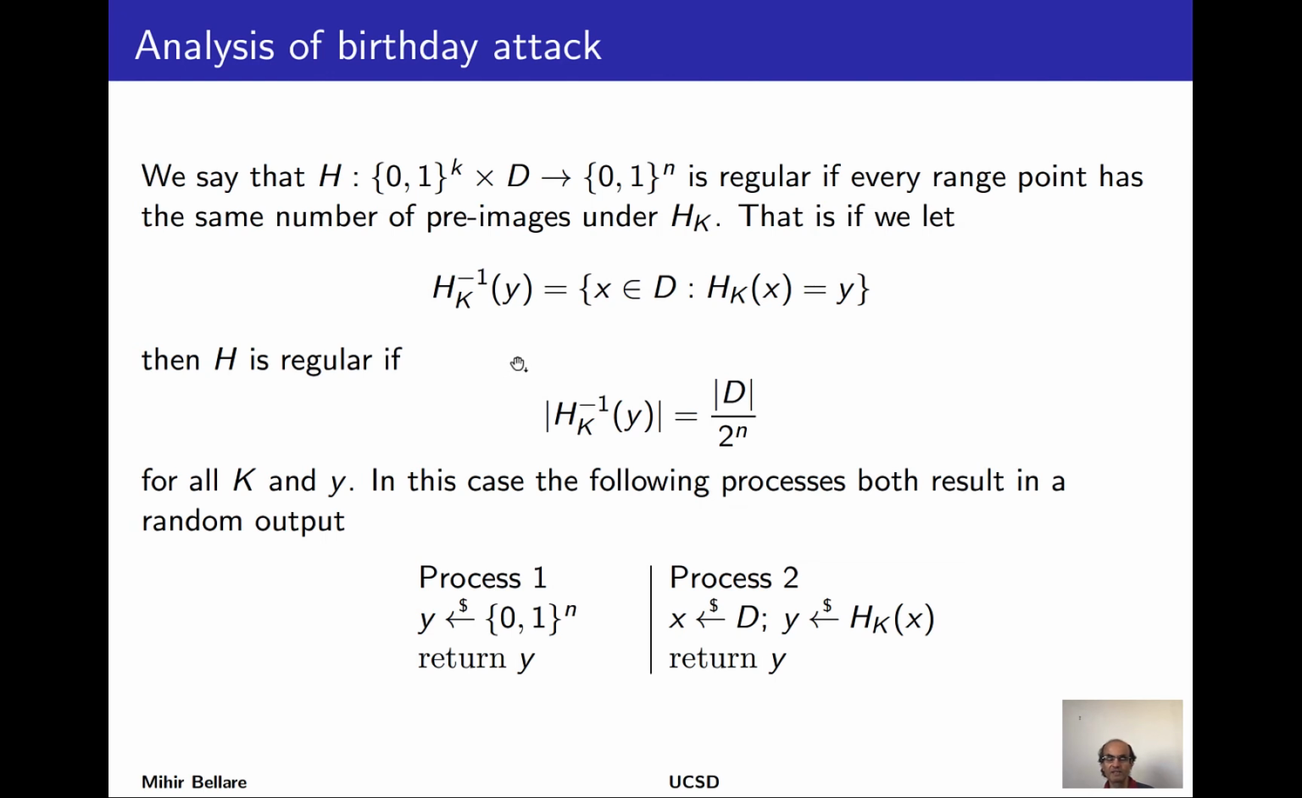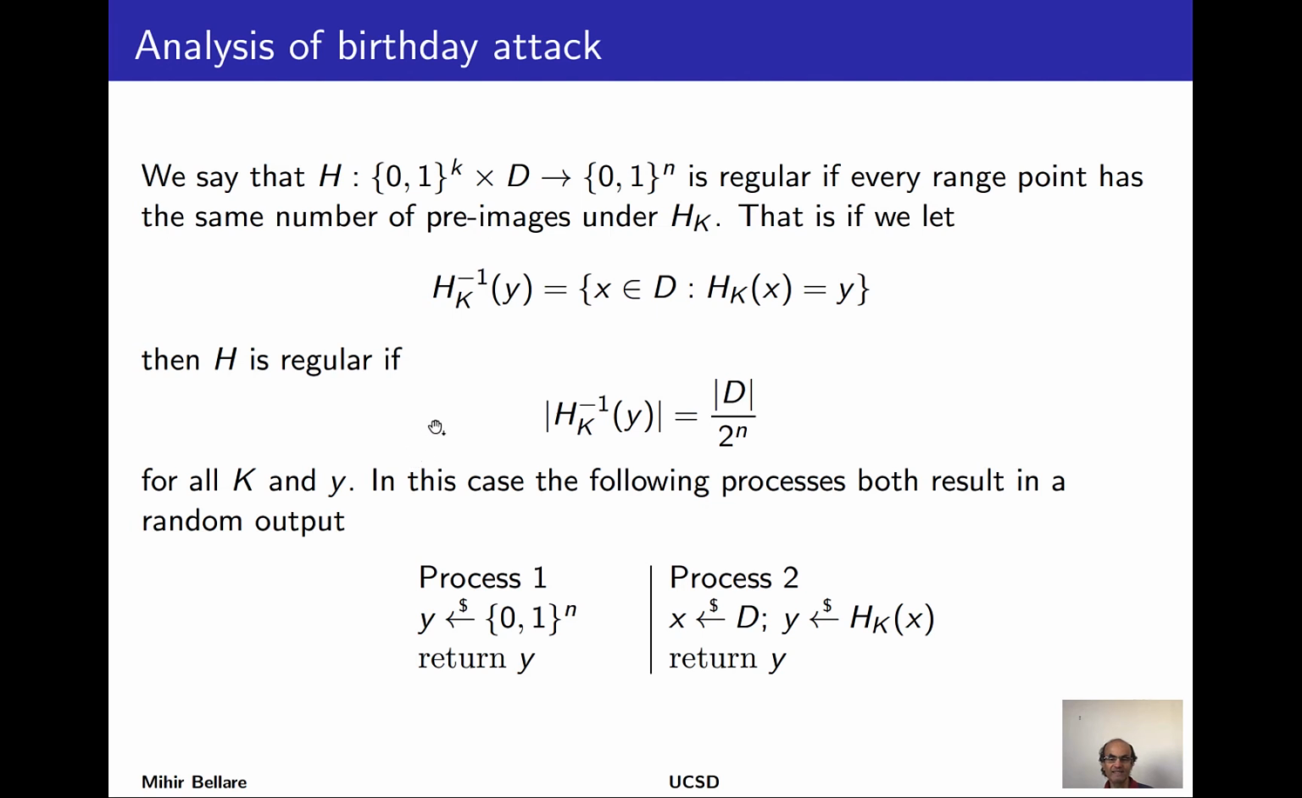Now, how many pre-images would a range point have? Who knows? It depends on the function. It could be 0, could be 1, it could be everything in here or something in between. We will call H regular if the size of that set is independent of y. So every point in the range has exactly this many pre-images, and that's the regularity structure there. Moreover, this is true not only for every point in the range, but for every key. So the structure holds across all the keys.